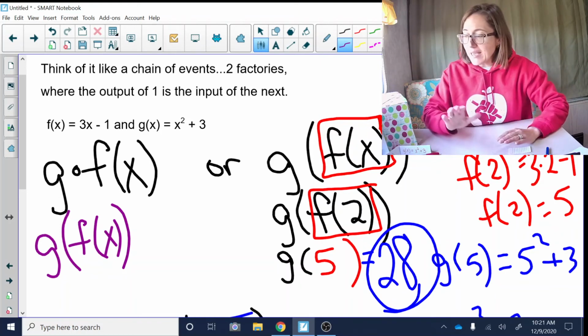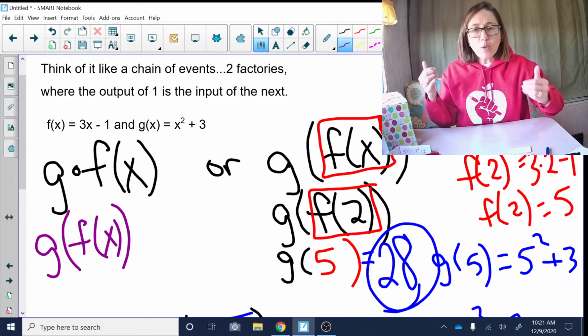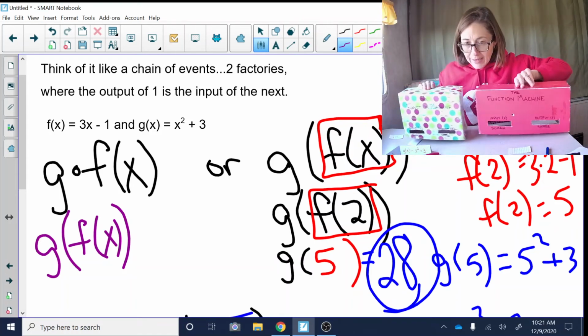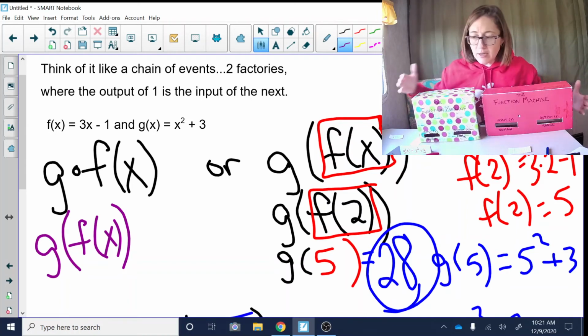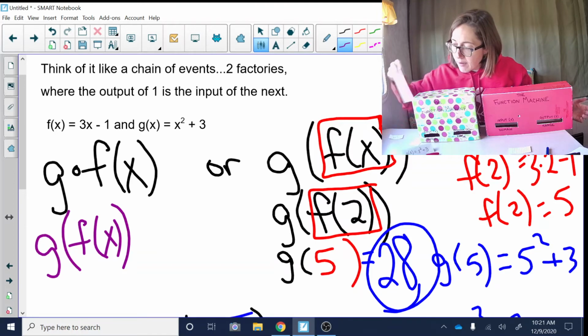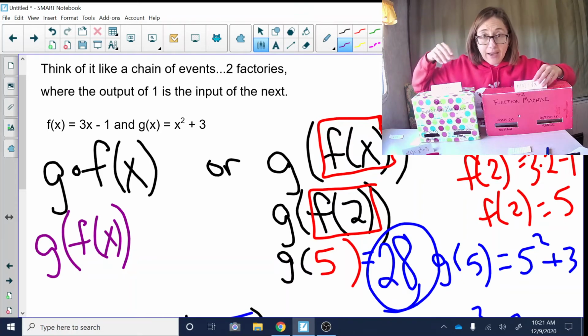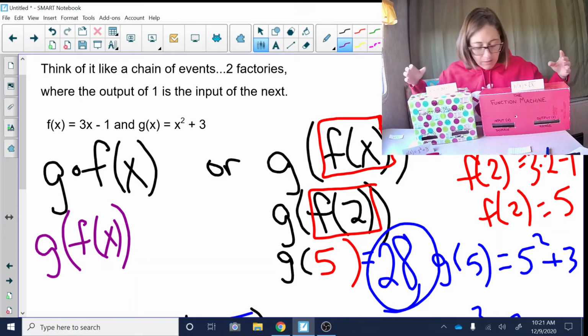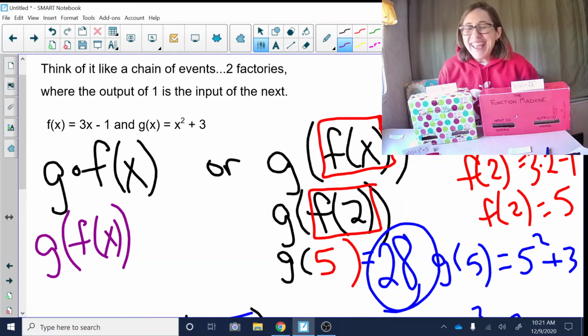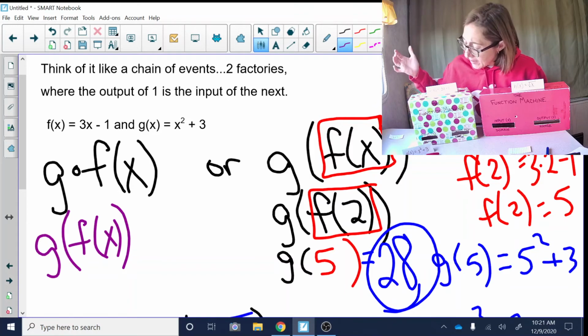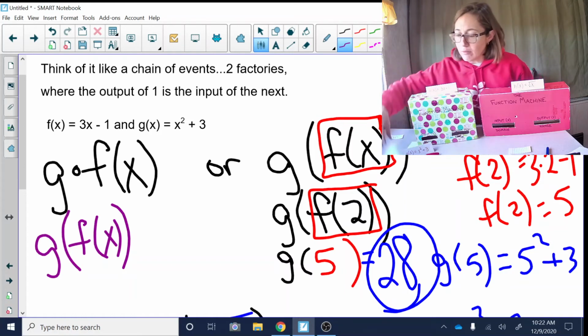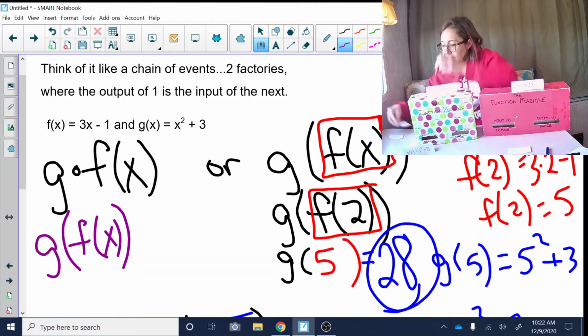Now, one other thing I should say is you can't always do a chain of events. Let's say we had a different set of factories here. We'll say we have f of x, and then this one is a new one, h of x, a new factory. It doesn't matter which box to switch. Let's say I'm going to put in, how about -2? We're going to put a -2 into this function here. -2 goes in.